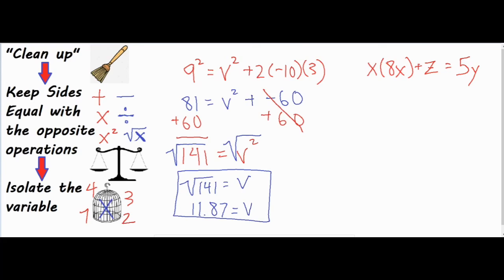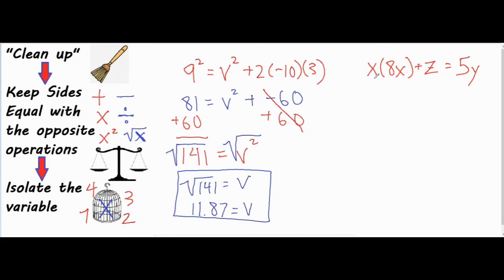The last one, we are still solving for an x, but we're solving for an x in terms of z and y. So anytime someone says in terms of, that means that part is included in your answer. So if I say I'm solving for x in terms of z and y, that means z and y are going to be sitting in my answer. Okay, so let's go ahead and take a look at this problem.